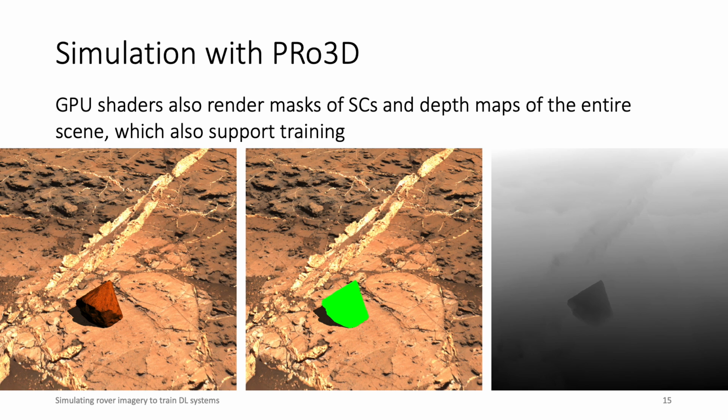ProCD also batch renders masks of shatter cones and depth maps of the entire scene with special GPU shaders, as shown by the pictures here. Both types of images further support training of deep learning networks.